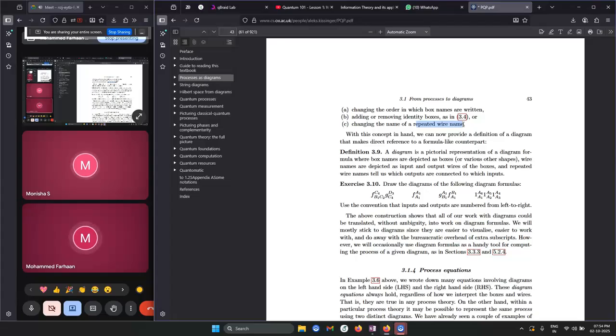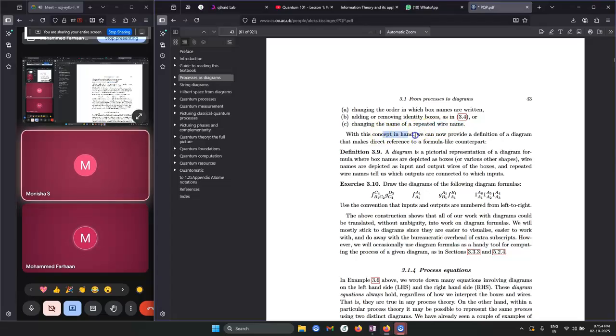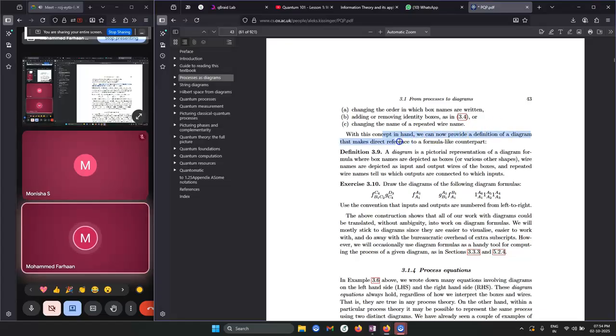Okay, make sense? With this concept in hand, we can now define a diagram, which makes direct reference to a formula-like counterpart. So a diagram is a pictorial representation of a diagram formula where box names are interpreted as boxes, wire names are interpreted as input and output wires of boxes, and repeated wire names tell us which outputs are connected to which inputs.